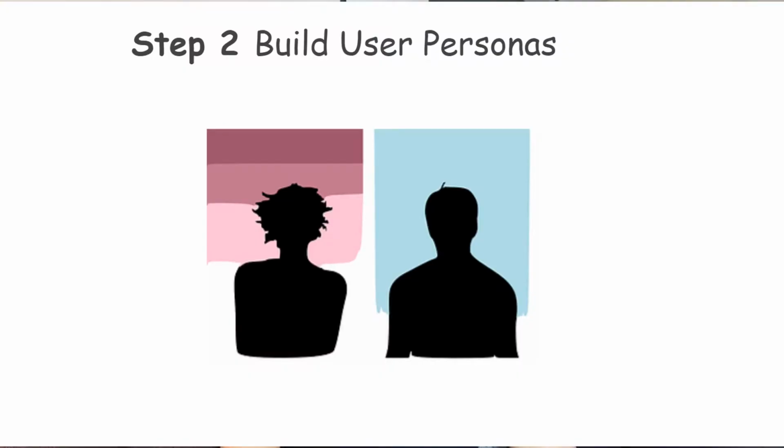Step number 2, building user persona. So you have gathered all the information that you wanted from your user. How do you represent it? You represent it with the help of user personas. Personas are the fictional yet realistic representation of the users you are designing for.